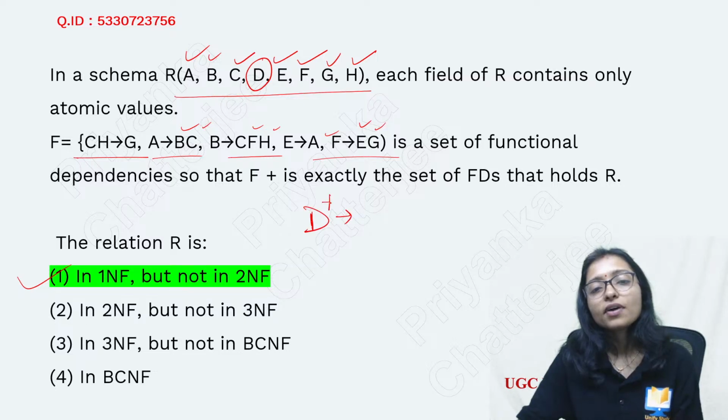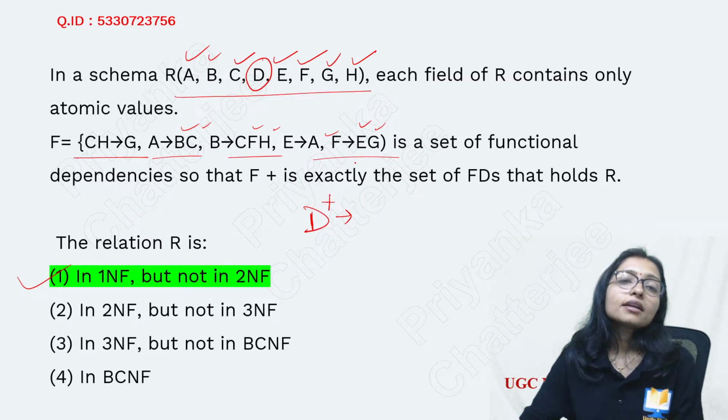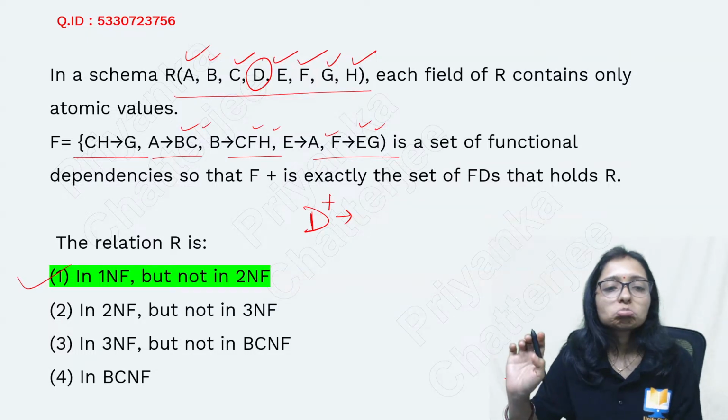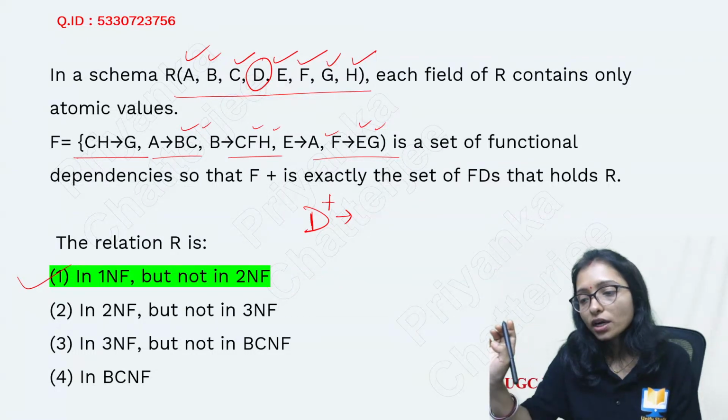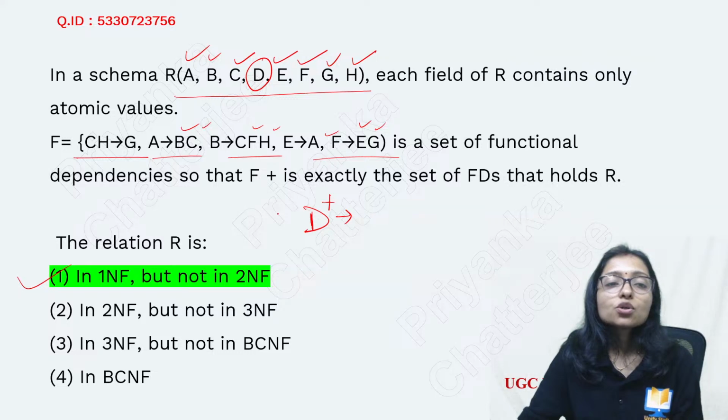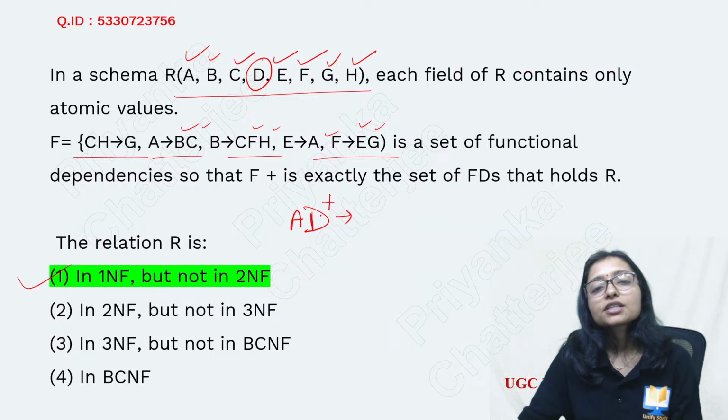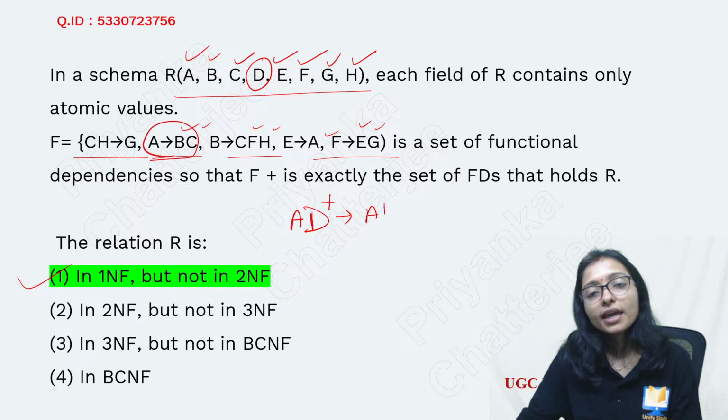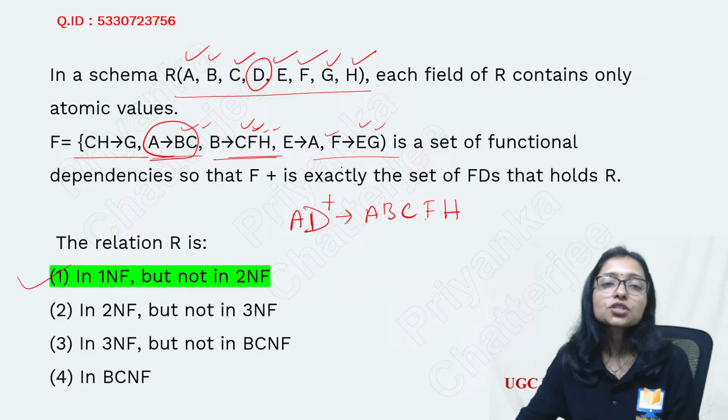D closure, if I am doing, am I getting anything? No. With D closure, I am not getting anything. So I will try with one extra, AD. If I am doing AD, I can get A to BC. After that from B I can see C, F, H. So C to F, H: B, C, F, H.